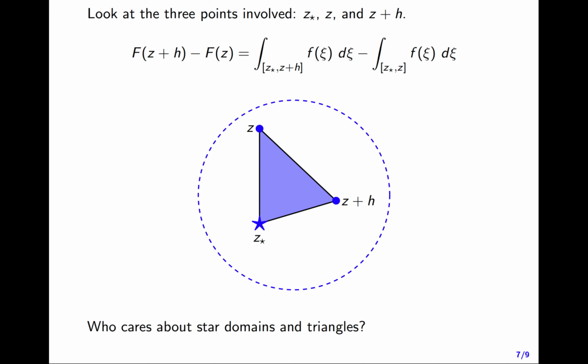Who cares about star domains and triangles, you ask? We care about star domains and triangles, I tell you. So what do we know? 0 is equal to the integral of f over the triangular path spanned by z star, z, and z plus h.